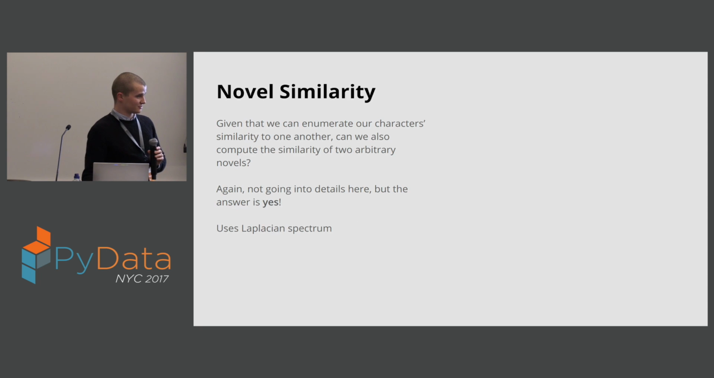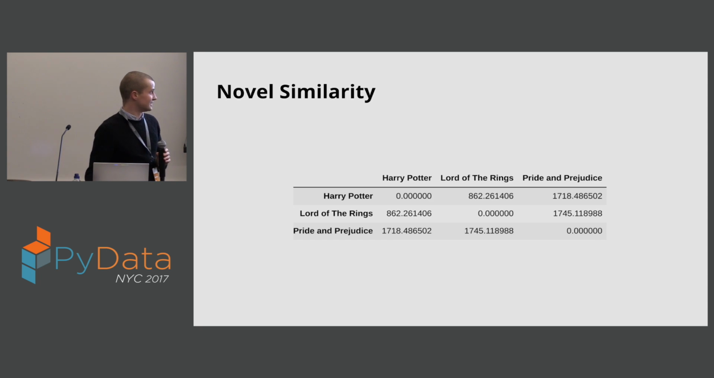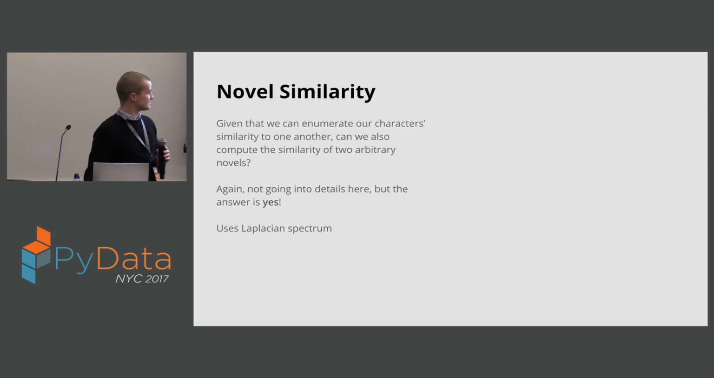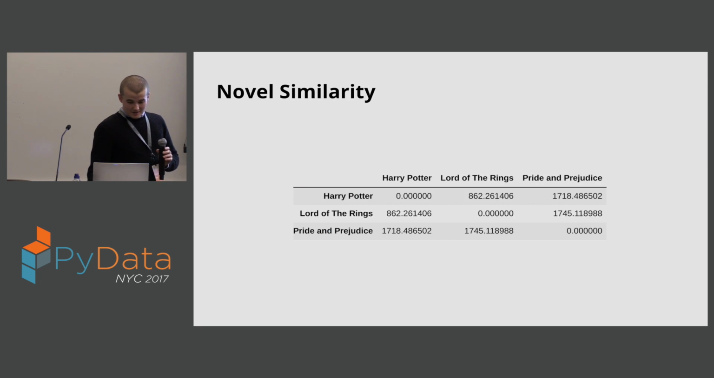Using Laplacian spectra, we can do this. It works. Through this technique using Laplacians, we can calculate a score for each pair of novels, where the score's closeness to 0 is a measure of their similarity. So a novel matched to itself will get a score of 0 because they are identical, and a lower score gives a measure of more similarity.